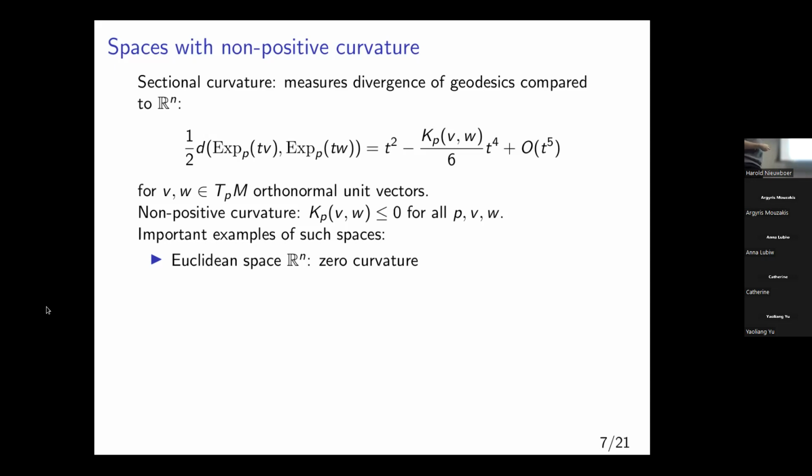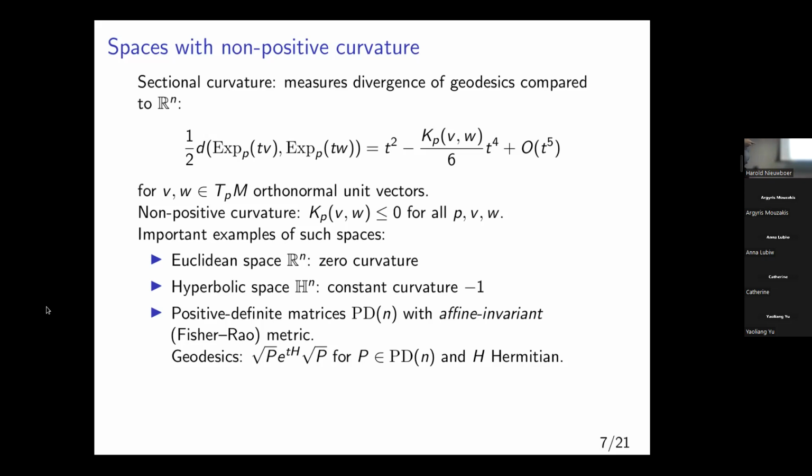There are some nice examples of these spaces, like Euclidean space. This has just zero curvature, because I compare to how the situation would look in Euclidean space, so in Euclidean space the number should be zero. There's also the canonical example, which is hyperbolic space. This is constant curvature -1. Important for us are the positive definite matrices with some funny metric. It doesn't matter so much what the metric is.